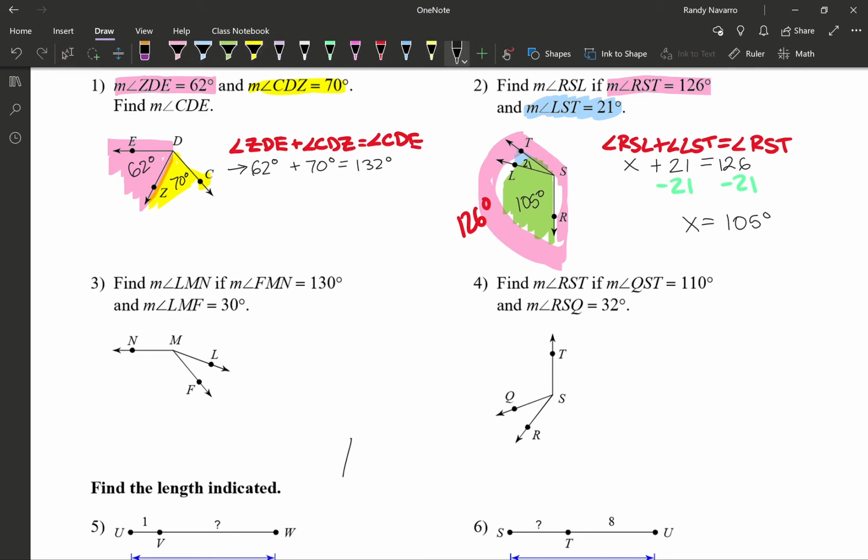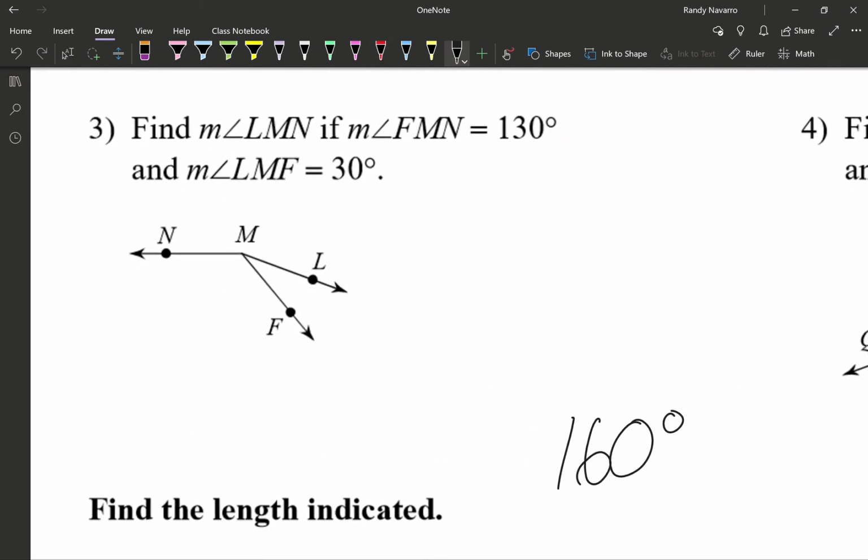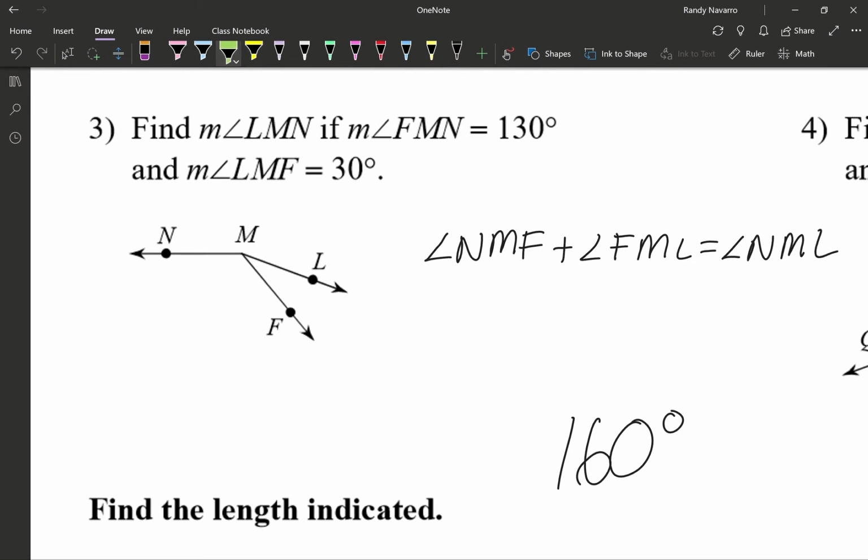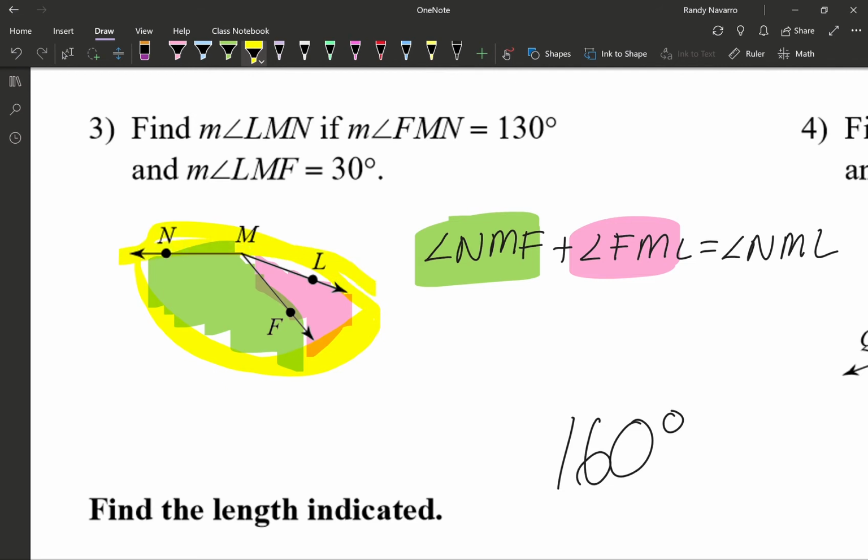Okay, if you got 160 degrees and if you got 142 degrees, pat yourself on the back. All you're doing is adding them both up. There is no subtracting at this point. Hopefully you got angle NMF plus angle FML equals angle NML. So the green plus the pink piece equals the whole thing, the yellow piece.